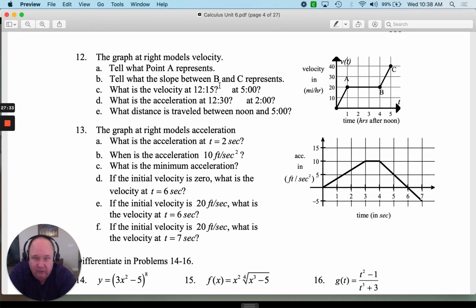says, tell what the slope between B and C represents. So slope is derivative, and the derivative of velocity is acceleration. So what does the slope between represent? It represents the acceleration.